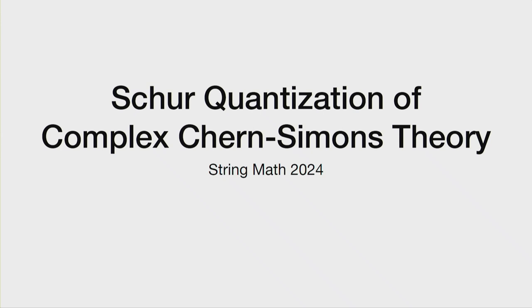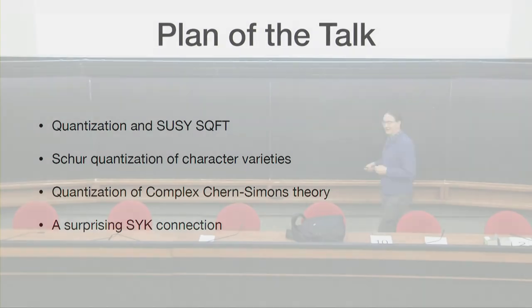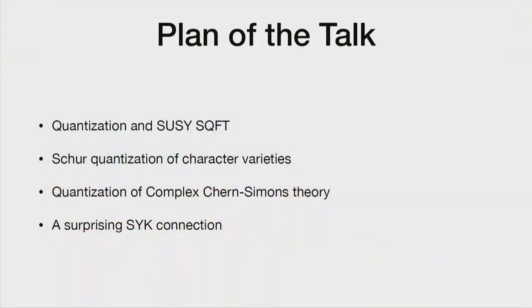Okay. I would like to describe a somewhat peculiar quantization method which seems to give good results for the definition of a Chern-Simons theory with complex gauge group. So I will start by just describing what I mean by quantization and why we should be able to find some nice examples of quantization using supersymmetric quantum field theory as a catch. Then I will discuss how this can be applied to character varieties, which are the phase spaces of complex Chern-Simons theory, and then to complex Chern-Simons theory itself.